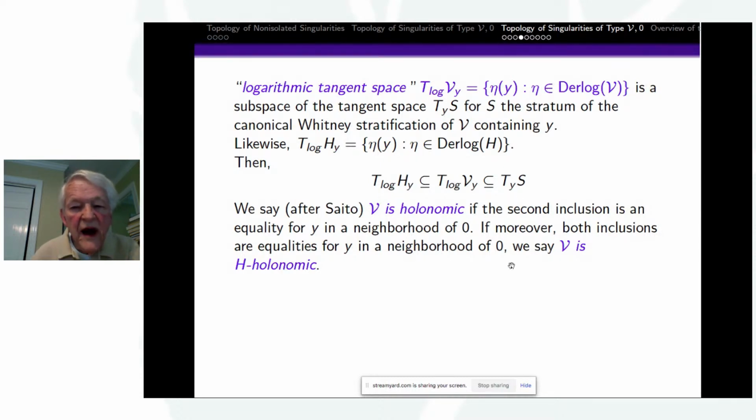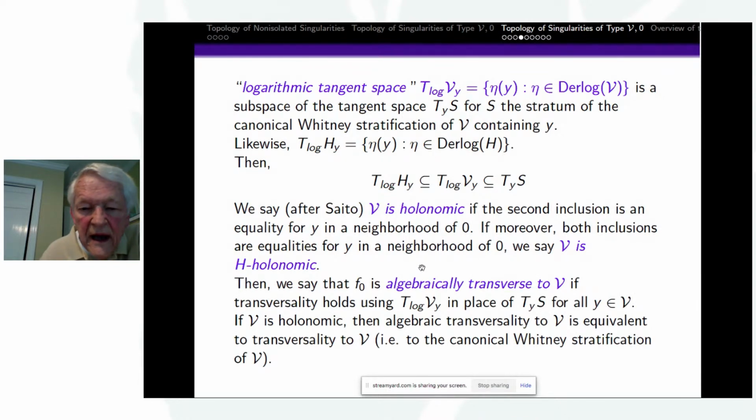So these two properties are fairly common properties, and they have as a consequence a way of relating algebraic properties of f with geometric properties. We say that f is algebraically transverse to V if transversality holds with this logarithmic tangent space in place of the stratification tangent space for all y in V. And if V is holonomic, algebraic transversality to V is equivalent to transversality to V, meaning to the canonical Whitney stratification. So you have geometric transversality being guaranteed by this algebraic condition.